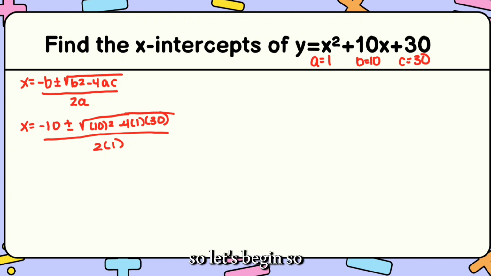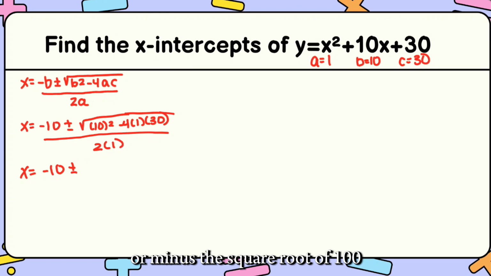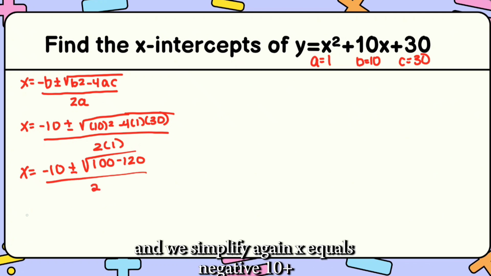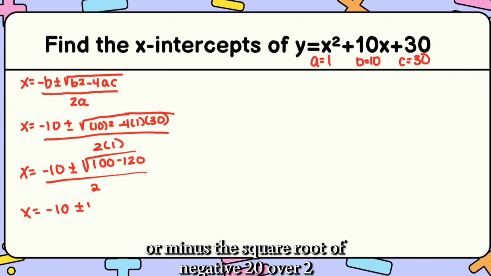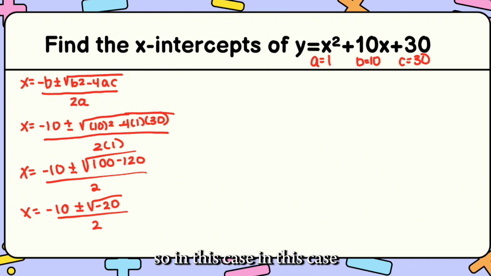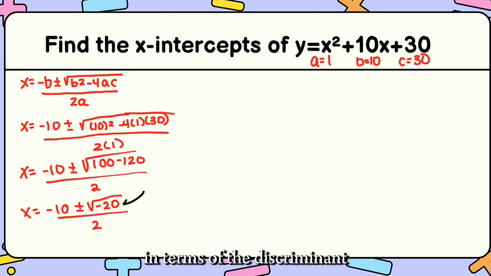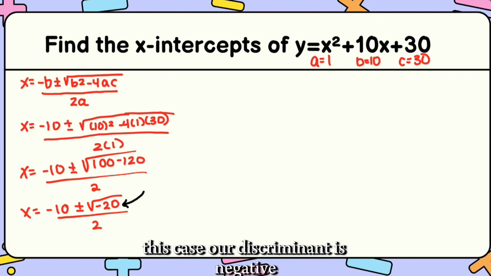So let's begin. So we get x equals -10 plus or minus the square root of 100 minus 120 over 2. And we simplify again. X equals -10 plus or minus the square root of -20 over 2. So in this case, we meet what I've talked about before in terms of the discriminant. In this case, our discriminant is negative.